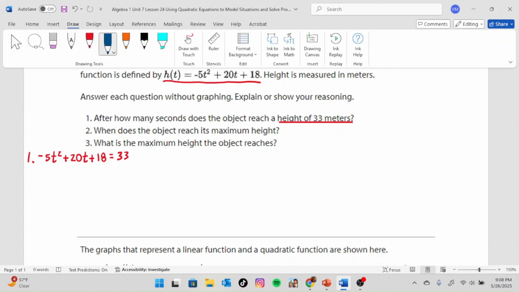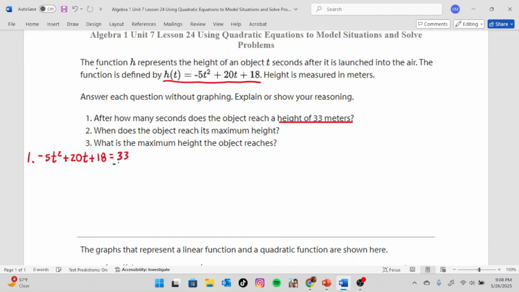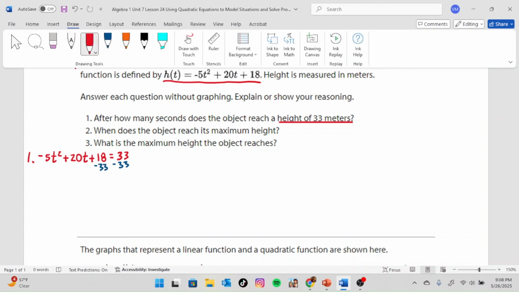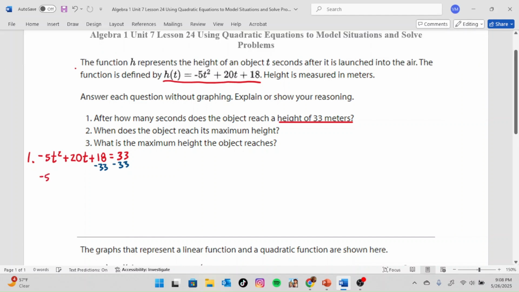Now, the first step is to set it equal to 0. So we're going to subtract 33 from both sides. This will give us negative 5t squared plus 20t, and then 18 minus 33 is going to be negative 15. Now that it's set equal to 0, we can identify a, b, and c. A is going to equal negative 5. B is going to equal 20, and C is going to equal negative 15.